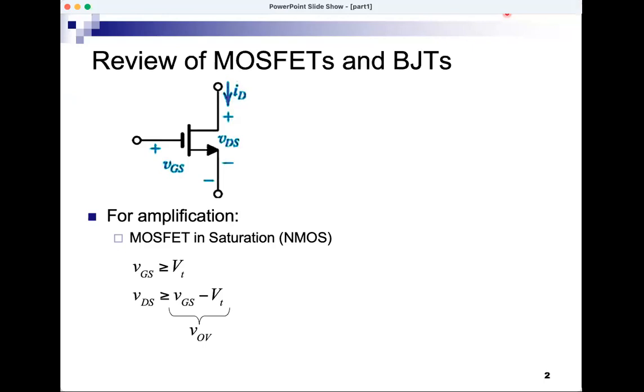If this is a P-channel MOSFET, then we consider the absolute values. So the absolute value of VGS should be greater than the absolute value of VT, and the absolute value of VDS should be greater than the absolute value of VGS minus the absolute value of VT, because VGS, VDS, and VT are negative in the case of the P-channel MOSFETs that we studied.